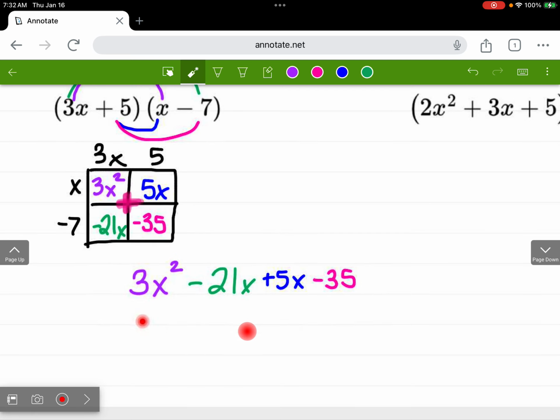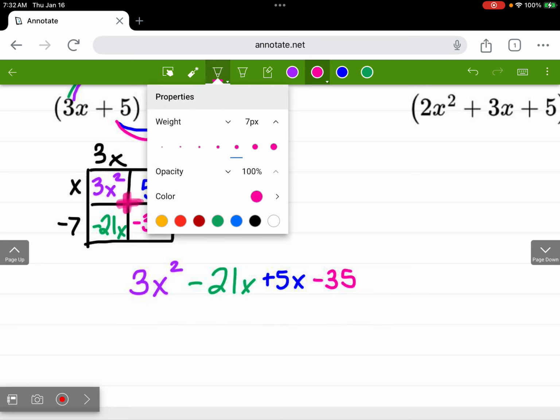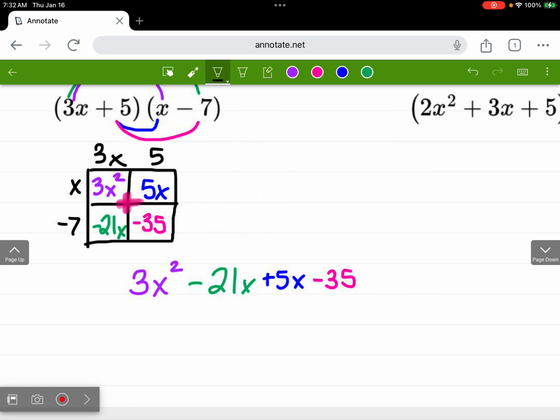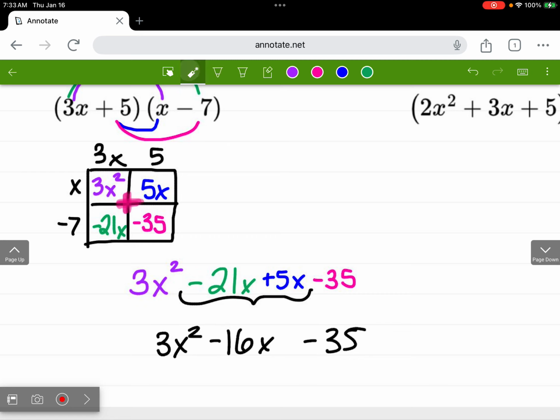We have one last step to do down here before we're done. What do I need to do on this thing? Simplify. What can we simplify? These guys. I have some like terms here. So minus 21x plus 5x is going to give us what? Minus 16x. So we have our minus 35 here and our positive 3x squared here. This is our answer.